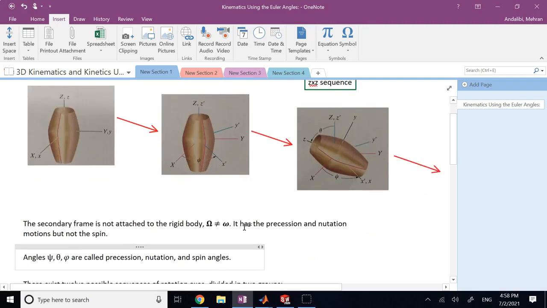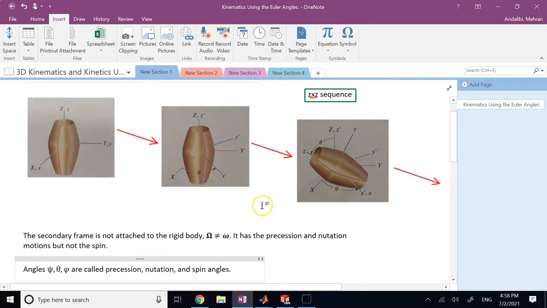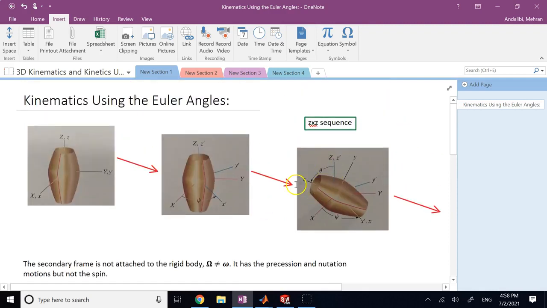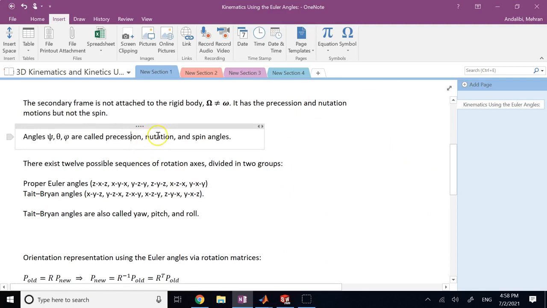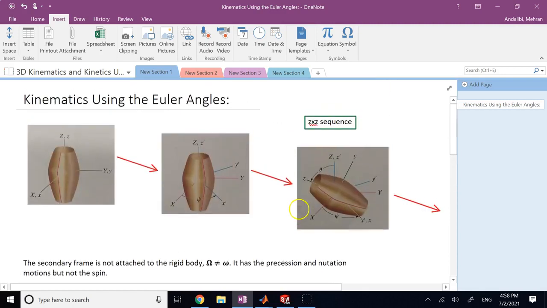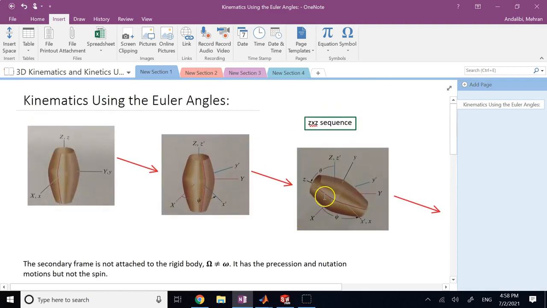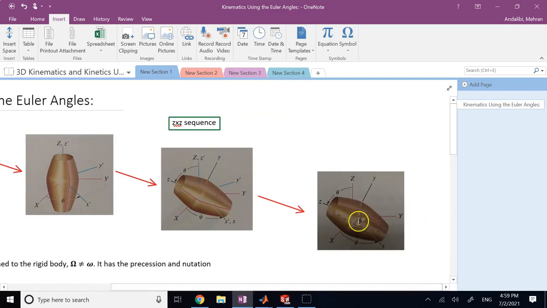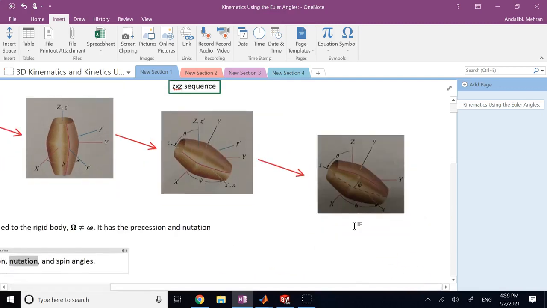And now, by the way, this angle theta that basically tilts the object, we call it the nutation angle. Okay, and finally, in this nutated position, I'm going to rotate again about the current z-axis. You see, I'm not again going to rotate it about the absolute z, the capital Z. I'm going to rotate it about this small z-axis, by a new angle of phi, which we call the spin angle.